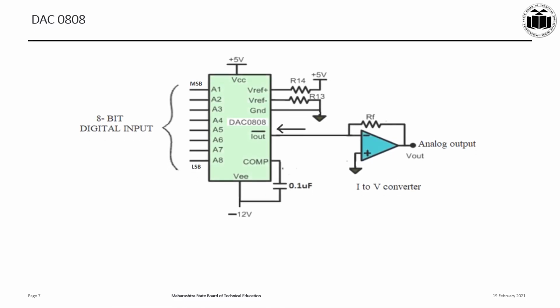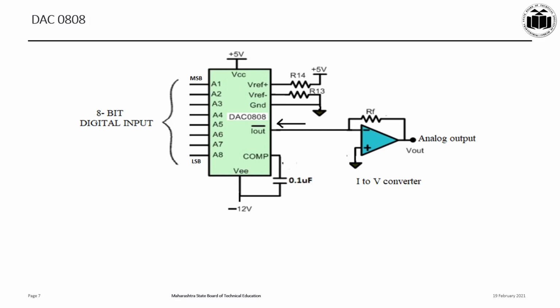DAC 0808. Dear learners, you have learned about DAC 0808 in Unit 4. We know that DAC 0808 is an 8-bit DAC. It consists of 8 digital inputs, A1 to A8, where A1 is MSB bit and A8 is LSB bit. DAC 0808 converts this digital input into current form. This analog current is converted to analog voltage form by using a current to voltage converter.